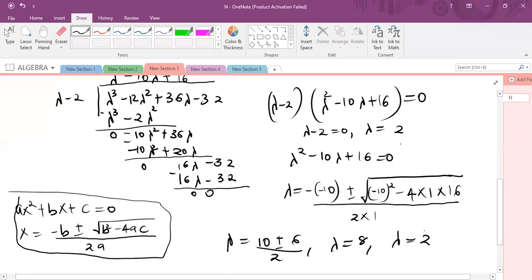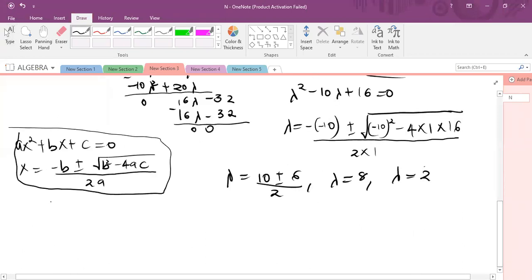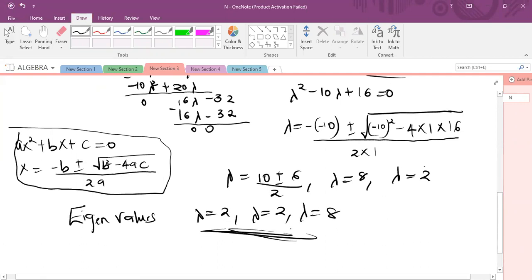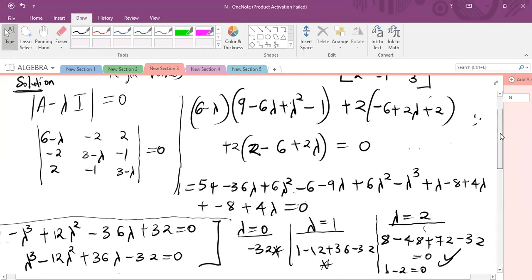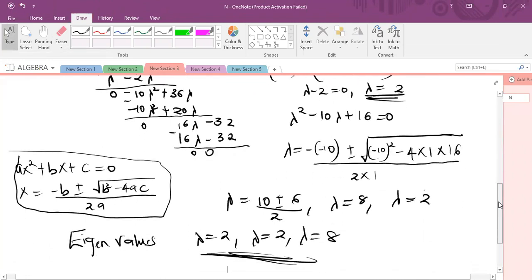And remember, we also had this other value of lambda is equal to 2. So our eigenvalues are lambda is equal to 2, lambda is equal to 2, and lambda is equal to 8. Those are our eigenvalues. Or, as the question asked, those are the characteristic roots.